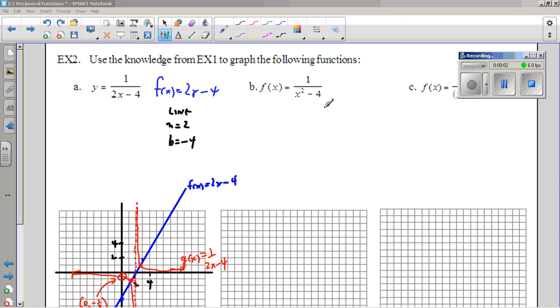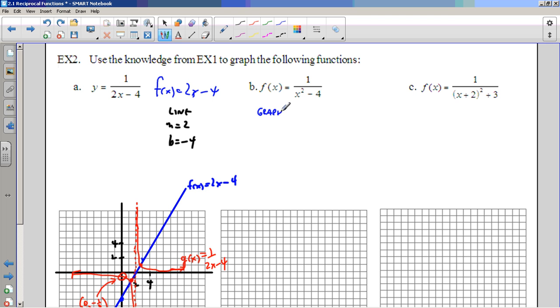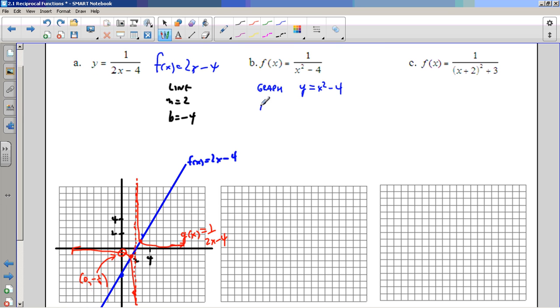All right, back with part 2. Here we've got a function, and this time the bottom is called f of x. So I'm going to go the other way. First of all, we want to graph y equals x squared minus 4, which happens to be a parabola.